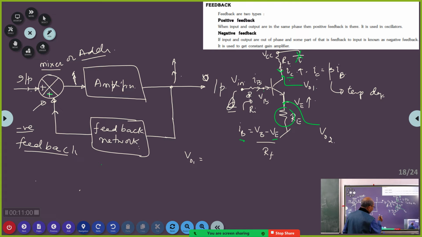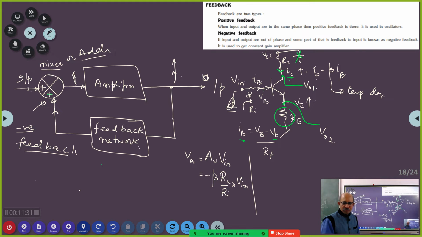Now there is not much time for both of us to deliberate. So see, VO1 is nothing but AV into V. Correct now? So what is AV here? It is minus beta RL upon RL into V. Correct now? This is what I wanted you to tell. Of course, if I give you more time, you would have come out with this answer, I'm sure. But anyway, we are all under pressure, time limitation, so I've got to clarify this.